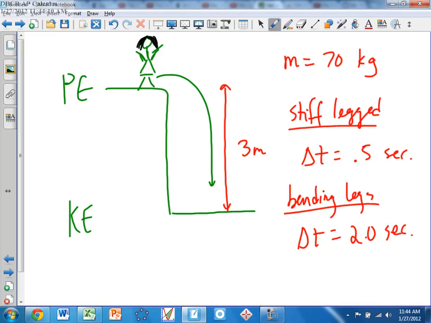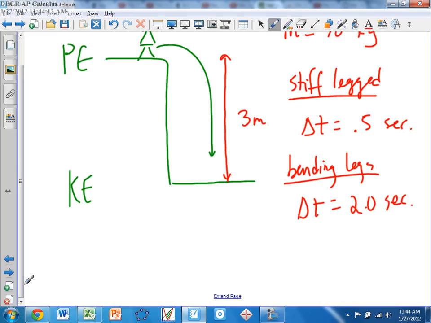Mr. Howe, how do you come up with the values for delta T for these ones? We're just making, that was the discussion. I was just guessing. Elizabeth, explain it.